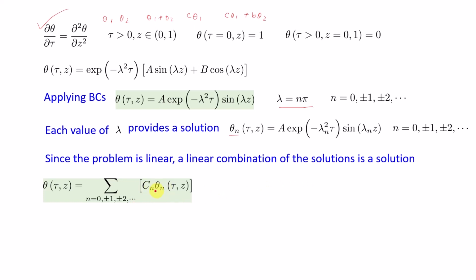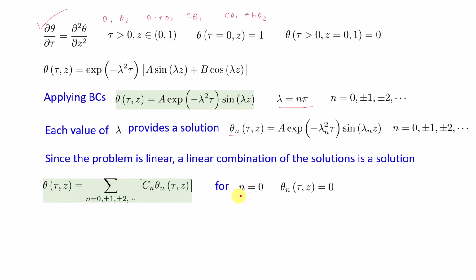So for certain Cn's that are constants, I can take a linear combination of them. For these arbitrary constants Cn's, that would be a solution theta. Our solution should come like this. Now it complicates the problem. What we are going to do about it, let us see.